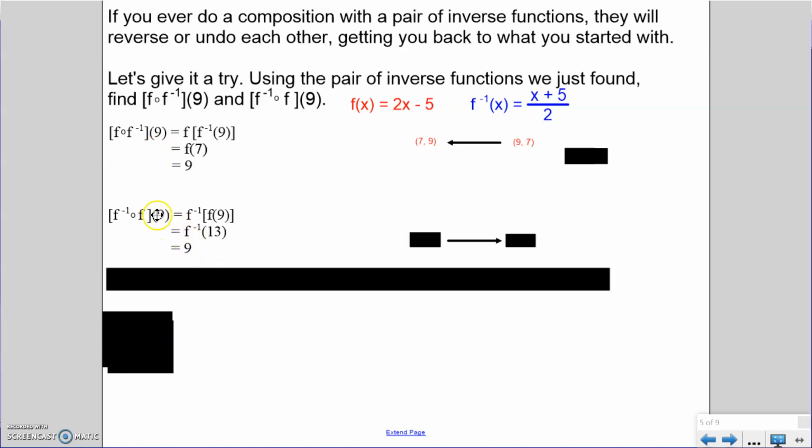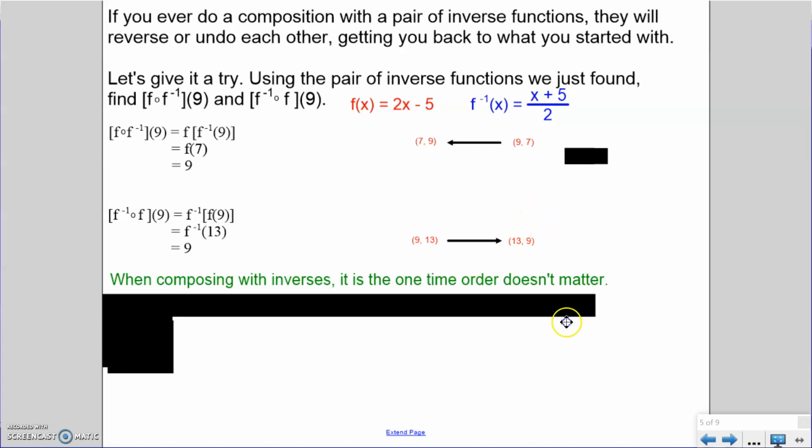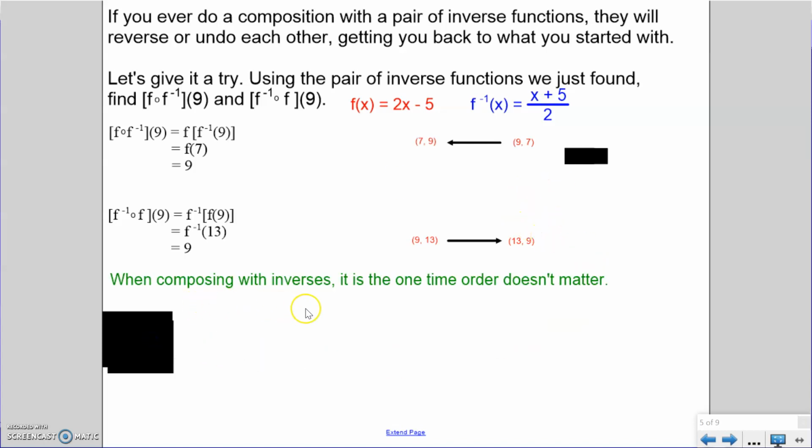Whatever you plug in, you get back, because they undo or cancel each other out. So here, we first plugged 9 into the original to get 13, and if you inverse that, of course, this will be 13 comma 9. So plug in 9, get 13, plug in 13, get back to 9. You will notice when composing with inverses, the order does not matter for compositions.